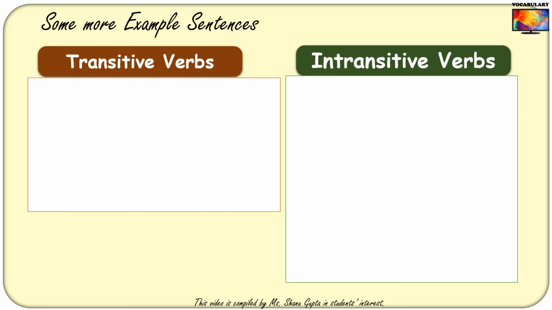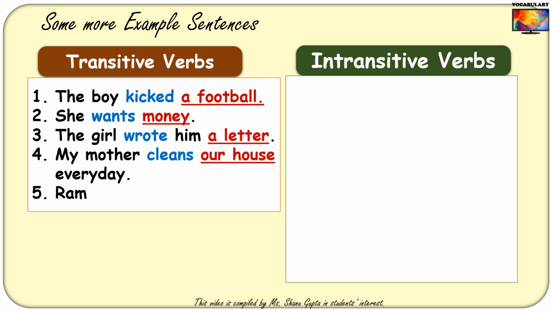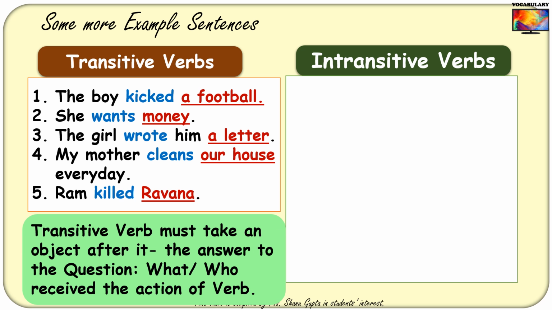Some more example sentences, going through which we will discuss a few more salient points. For the following sentences on transitive verb, the verb is highlighted in blue color and the direct object in red. The boy kicked a football. She wants money. The girl wrote him a letter. My mother cleans our house every day. Ram killed Ravan. So, just to reiterate a point, a transitive verb must take an object after it, which is the answer to the question, what or who received the action of the verb.